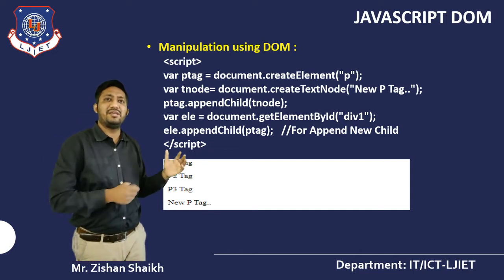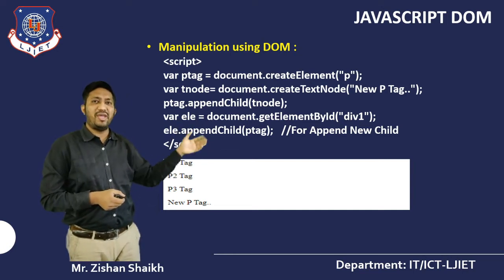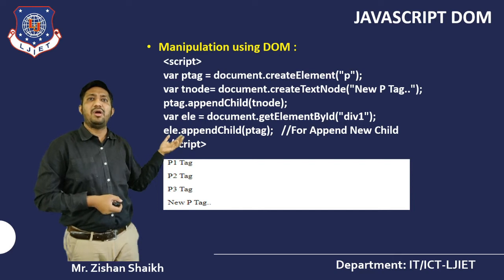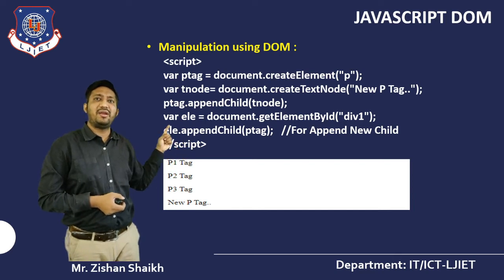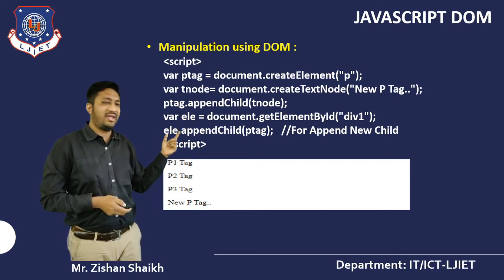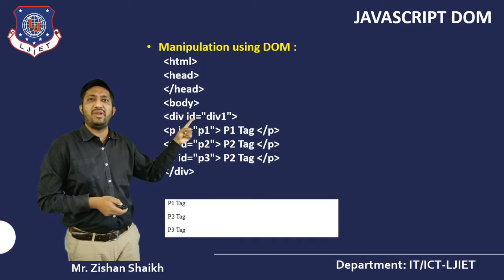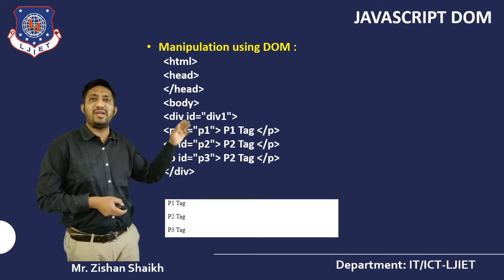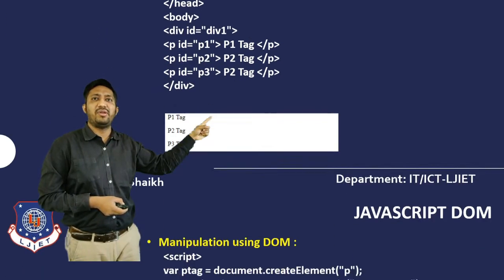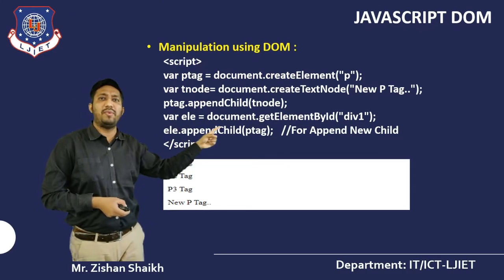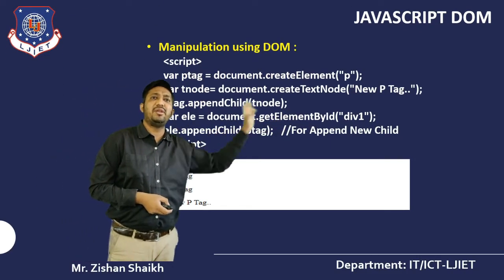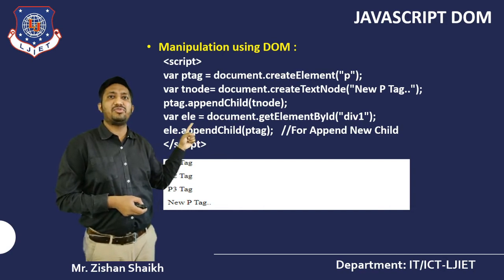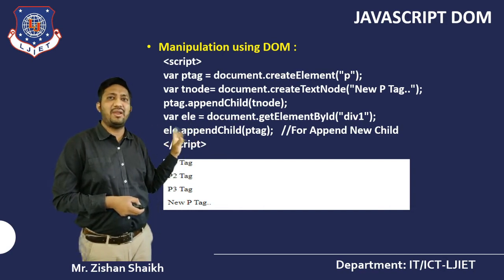Now our next task is to display that, so we have to append it. For that we need a position, and that position will come from my div. At which place do I want to add the new P tag? For that I am taking the reference div1. So I use document.getElementById for the div1 position, and that is stored in my variable element.